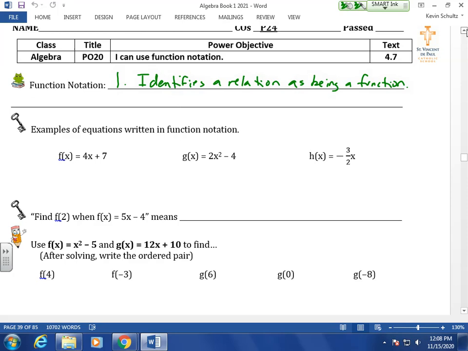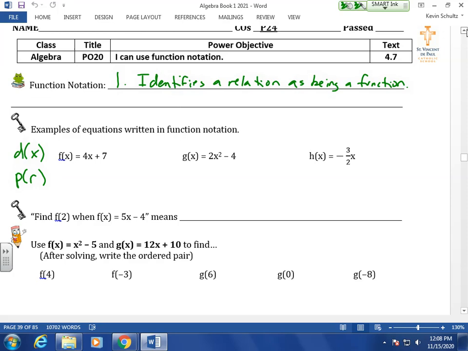It really doesn't have to be f, g, and h. It could be anything. But f, g, and h are probably the three most common variables that you'll see to determine function notation. But if it was d of x, that would be a function. Or if it was p of r, that would be a function. Okay, it's really just a way to identify it as a function.